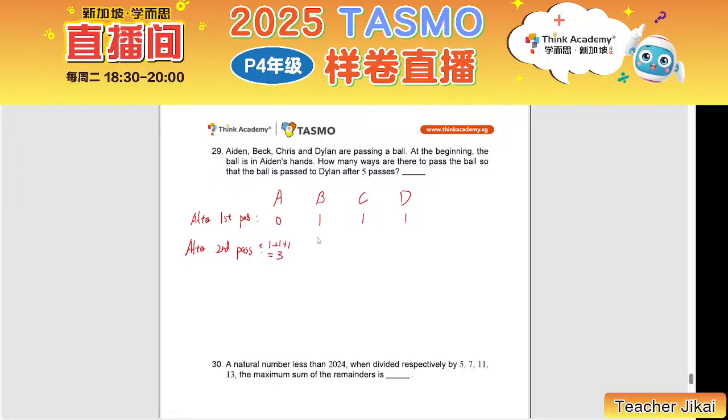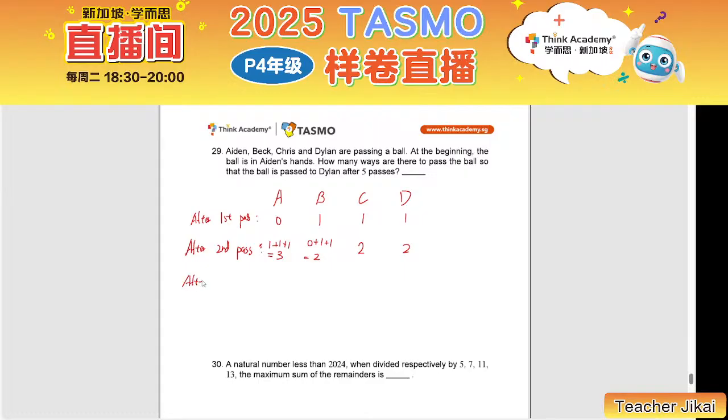How about Blake? He can get it from Aiden. Aiden does not have ways, so zero ways. How about Chris? One way. How about Dylan? One way. So two ways. So the same for Chris, two ways. So the same for Dylan, two ways. So this is after the second pass.